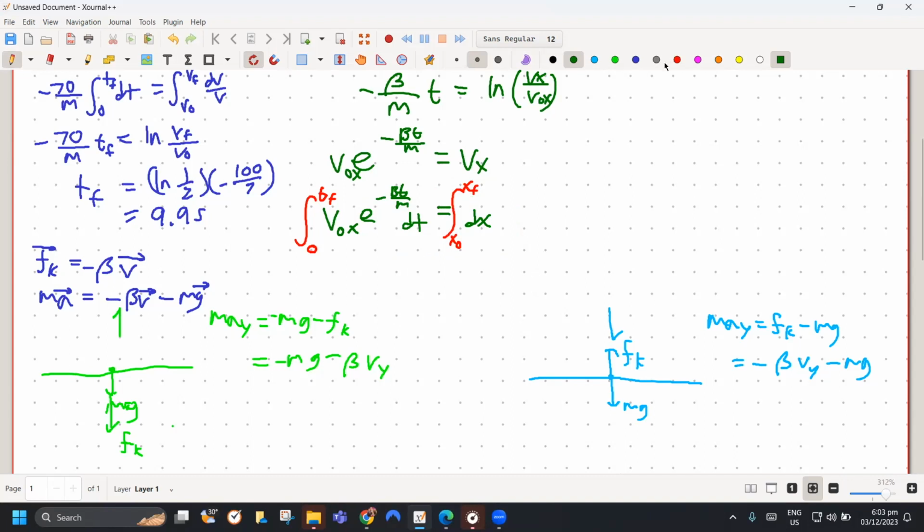Integral of e. Tapos, ano ba yung constant din? Yung constant is v0x. V0x is a constant, beta and m are constants. Di ba pwedeng labas na tong v0x? Pwede. Para kasi parang ugly.